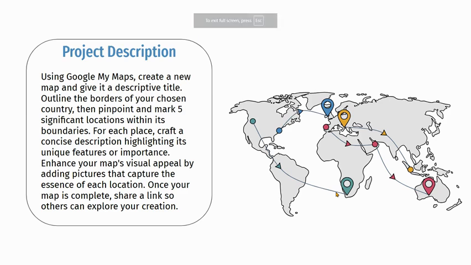So for this project, students are going to choose a country. Then they're going to create a new Google My Map. And then within that country, they're going to find 5 places, mark those 5 places, then annotate each place with pictures and a description. And then finally, they're going to draw a border around the outside of the country using the line tool.